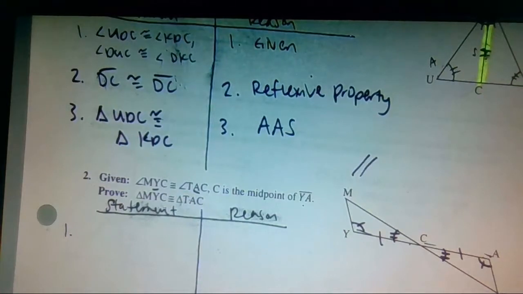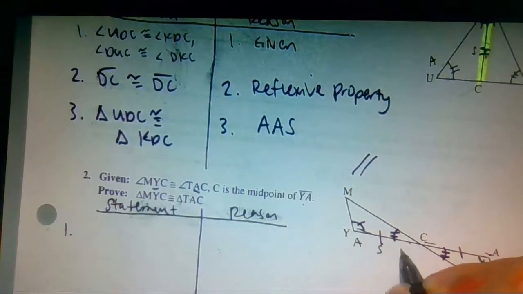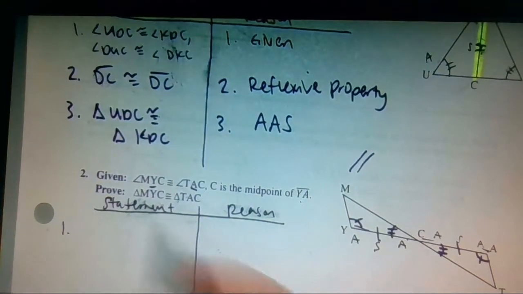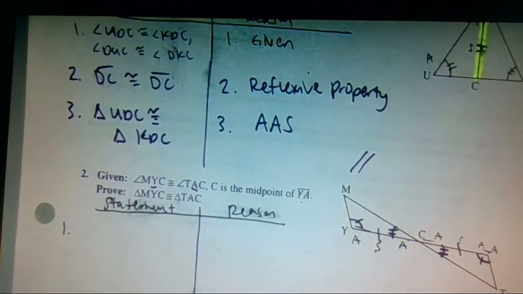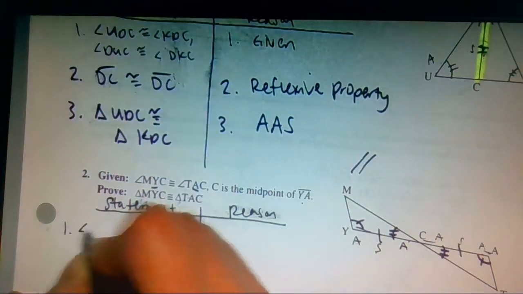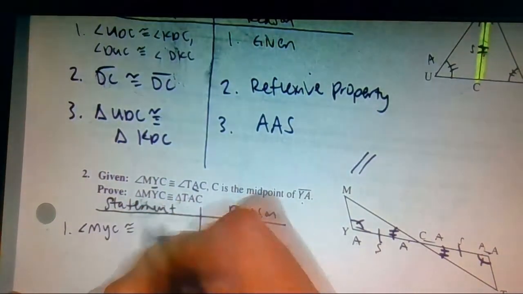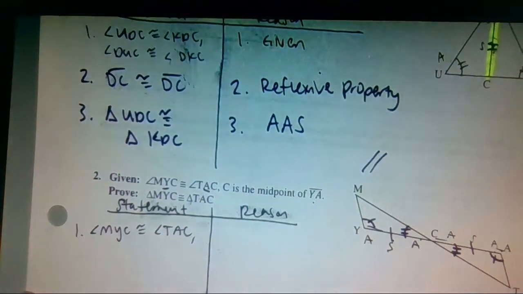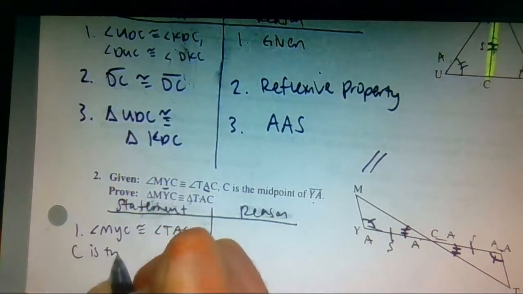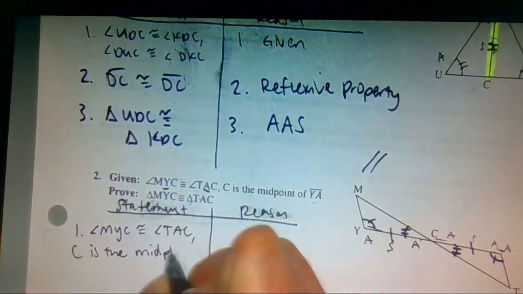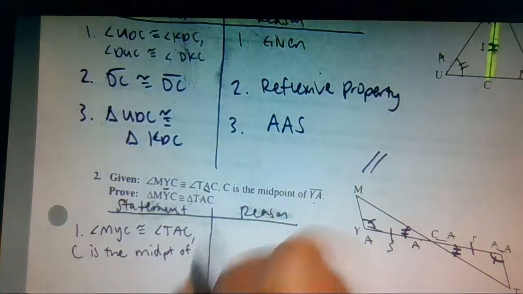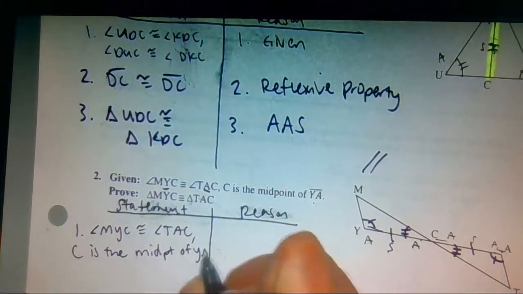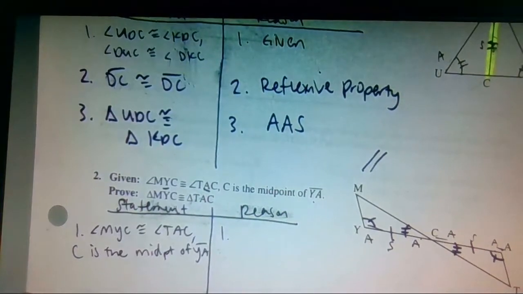Are my triangles congruent? What's my reason? Yeah, angle, side, angle. The side's in between. So now I can write my proof. So what do I start with? The given. So I'm going to say angle MYC congruent to angle TAC. What else is given to me? C is the midpoint of YA. What's my reason? Given.